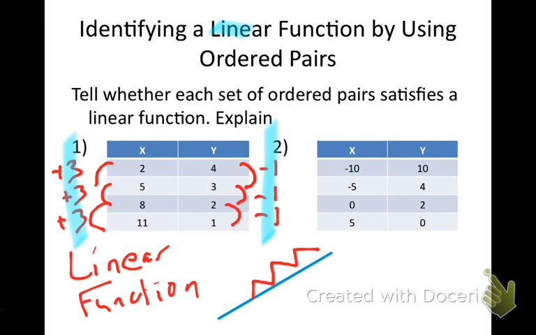All right, and if I wanted to find the slope there, the slope would be -1/3, because that's the change in the y's over the change in the x's. Okay, but that's a linear function because it's all changing at the same rate.